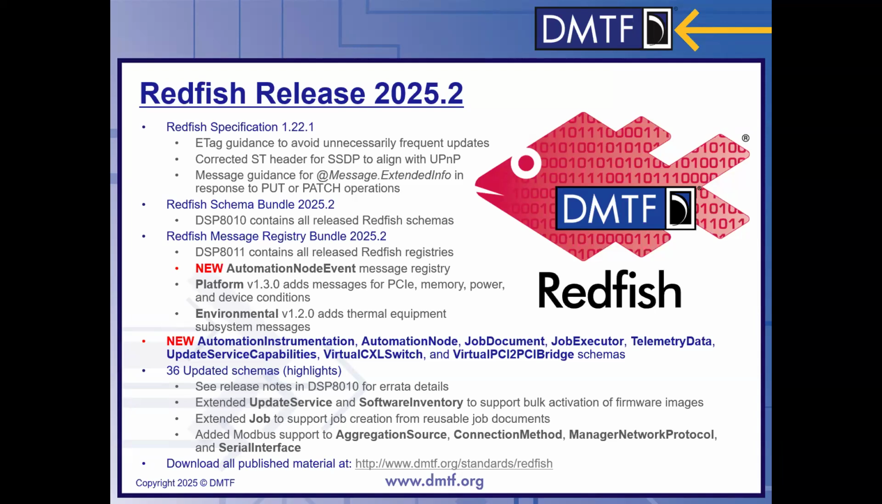our CXL support. In addition to the new schemas, we have updated 36 individual schemas, and the full details of all of those updates are captured in the release notes inside DSP 8010. Some of the highlights were extending the update service and software inventory to support bulk activation of firmware images, extending job to support job creation from reusable job documents, and then adding Modbus support for aggregation source, connection method, manager network protocol, and serial interface.